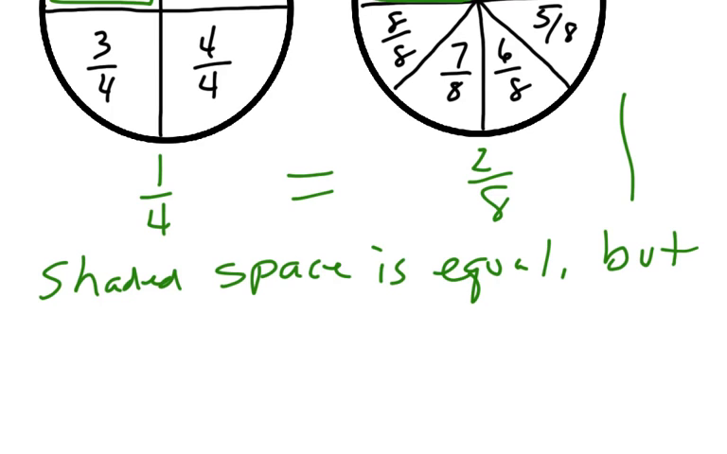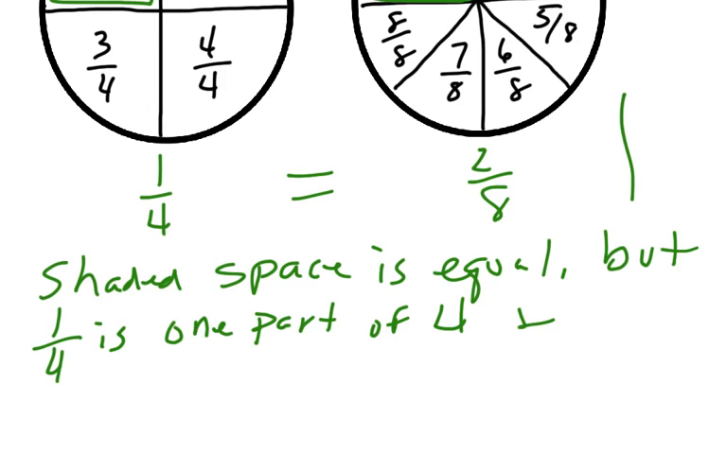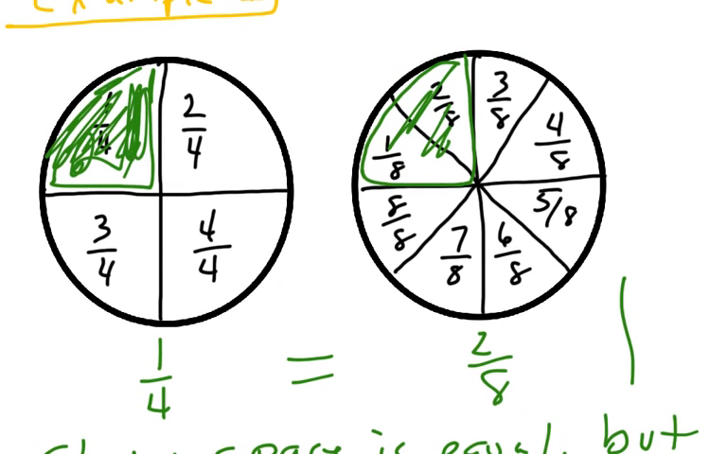But 1/4 is 1 part of 4, and 2/8 is 2 parts of 8. They're both equal. The only thing that's different is the denominator and the numerator of both fractions, but they still take up the same space. Now, let's go through and look at our next example.